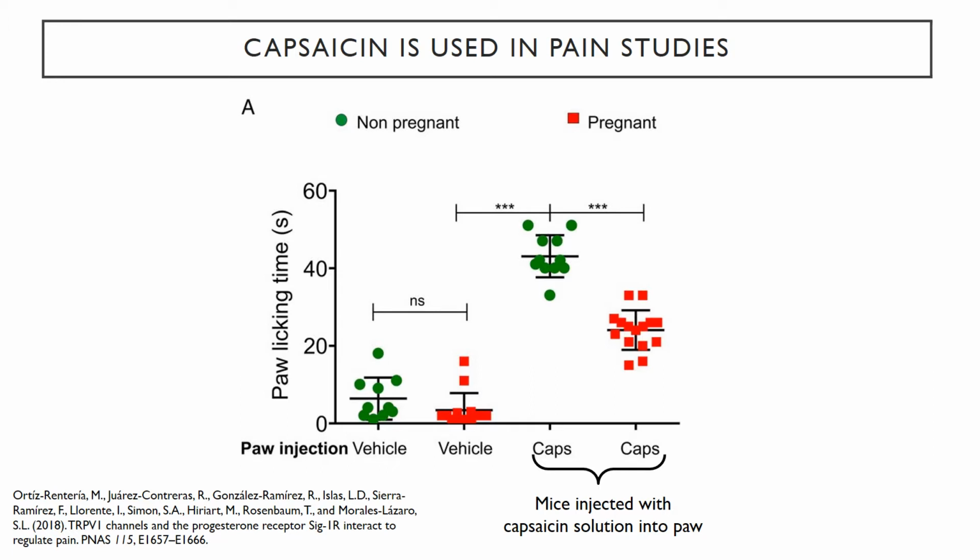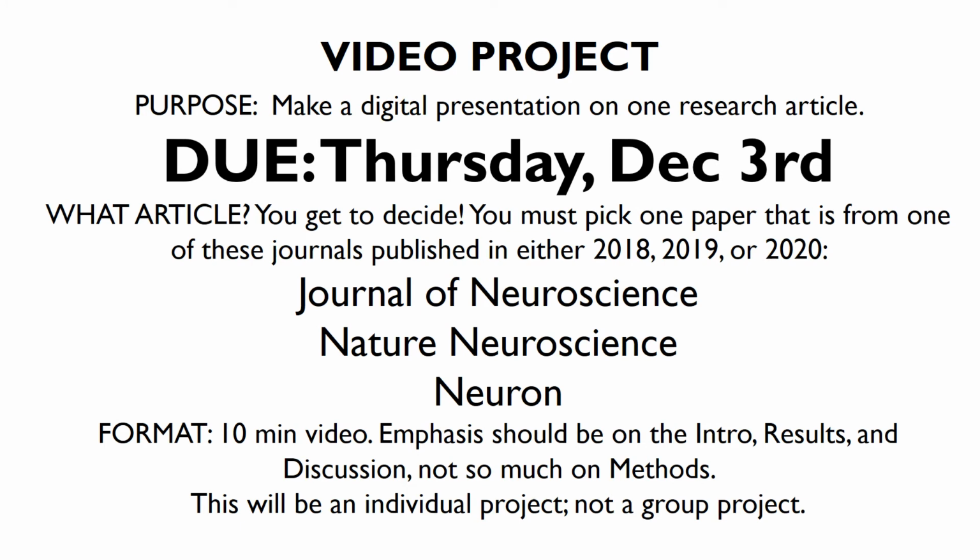The other reason why I'm showing this is because I wanted to provide a little bit more detail on the video project. This is the one big project that we'll have in this class, and you will be expected to make a video like the one that you are watching, presenting one research article. So you have to just find a single research article. I'm giving you plenty of advance notice for this. It is due Thursday, December 3rd, the week before the week that finals will start.